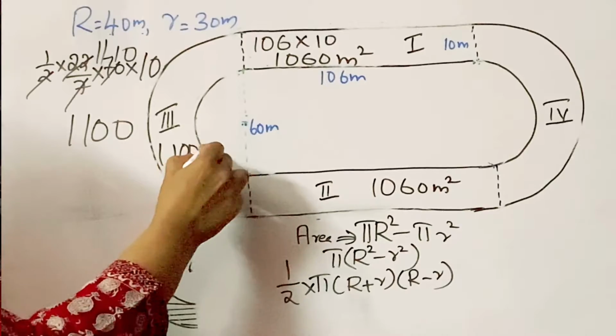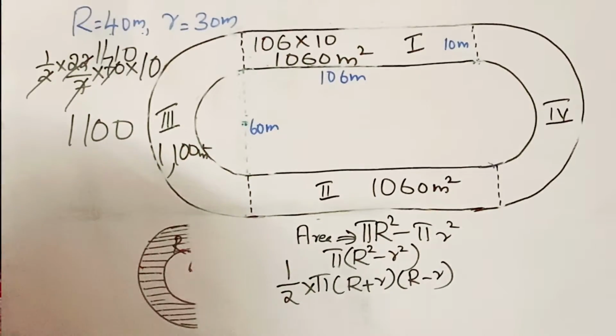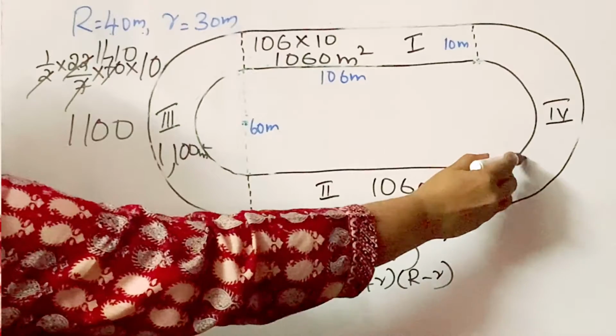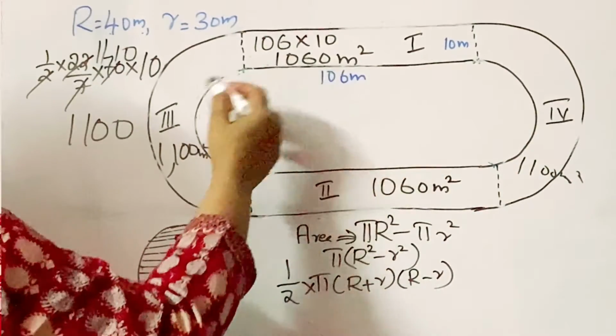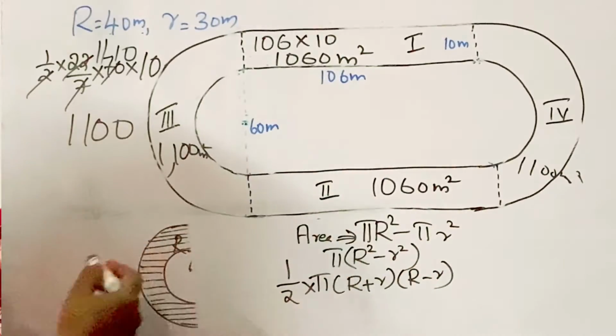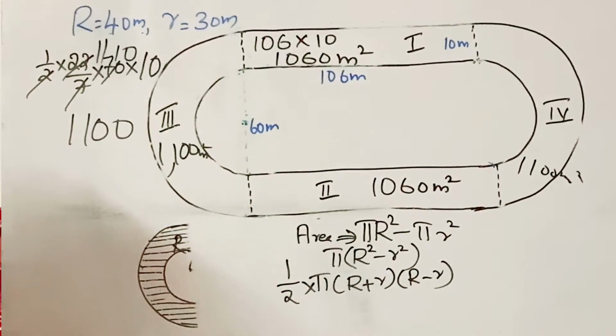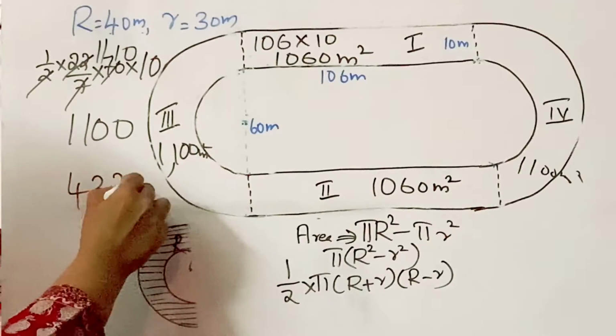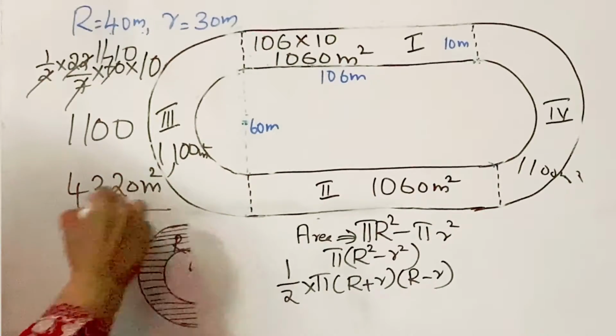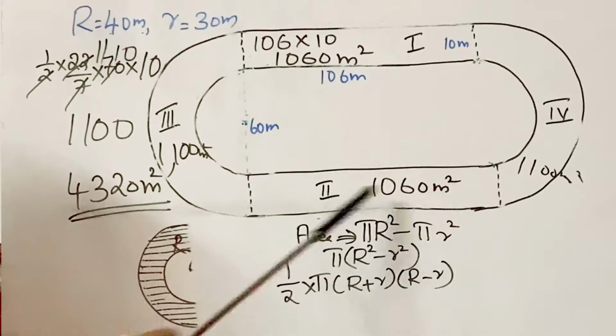1100 meters square, that is the area of this part. This part also is 1100 meters square. Then what will be the total area? Total area, you add all this. Then what will you get? By adding all this, we will get 4320 meters square. That is the area of the track.